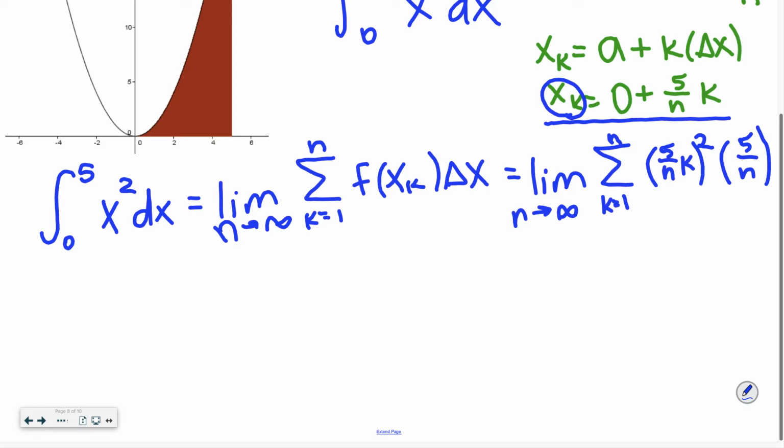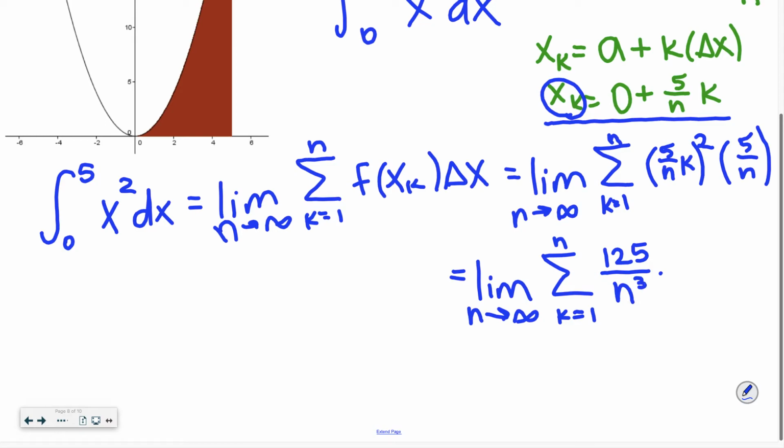All right, so now let's make this look a little bit nicer. We have the limit as n approaches infinity of the sum k equals 1 to n. What do we have? We have 125 over n cubed times k squared. We have 5 squared times 5, and we have n squared times n. Are you okay with how I wrote that?